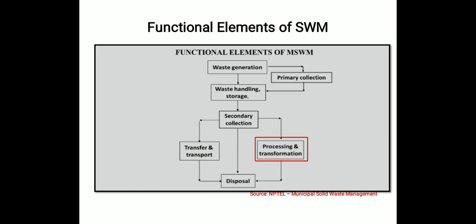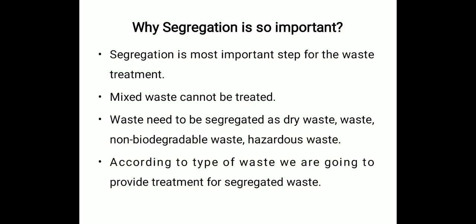Now we are going to discuss the next functional element, that is the processing and transformation of solid waste. First we will discuss why segregation is so important. Since we are going for the treatment of the solid waste, initially we need to segregate it so that we can provide a proper treatment. Segregation is the most important step in waste treatment, since we cannot treat mixed waste properly. That's why we need to segregate solid waste into dry waste, wet waste, and hazardous waste, and further into biodegradable and non-biodegradable waste, since we have to provide proper treatment.